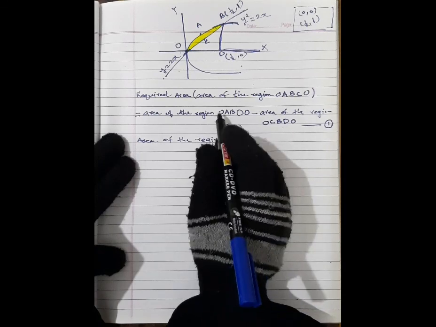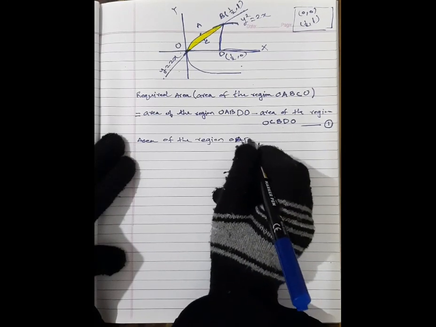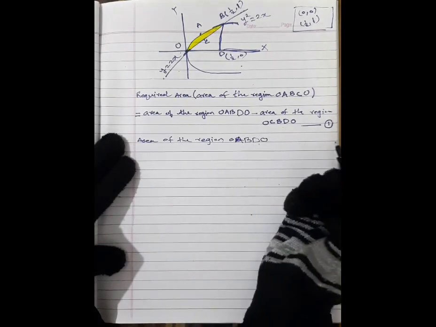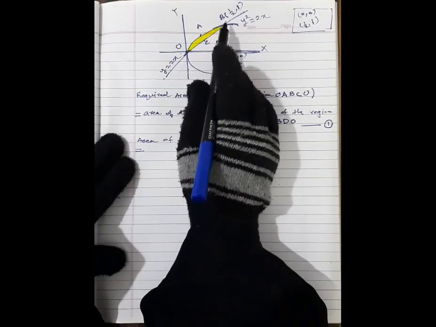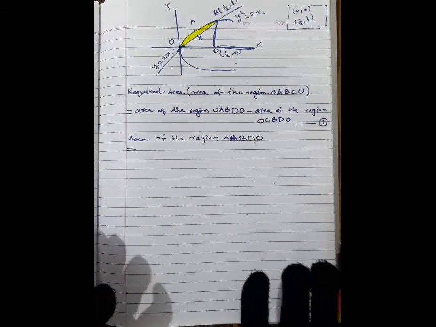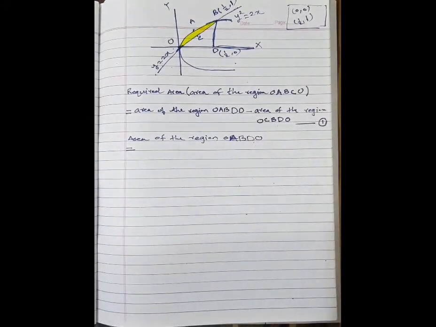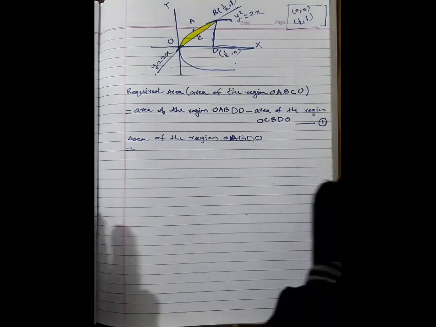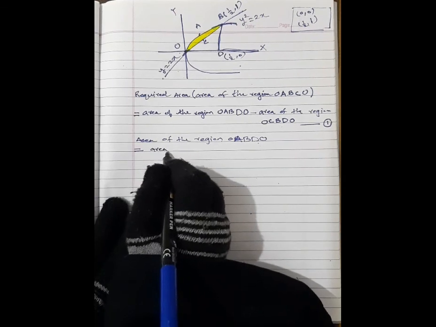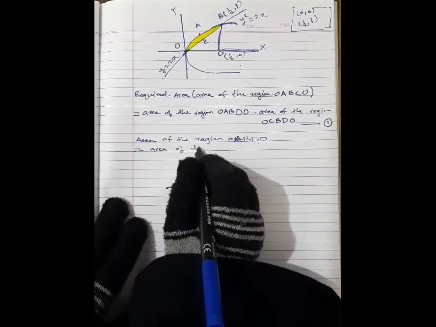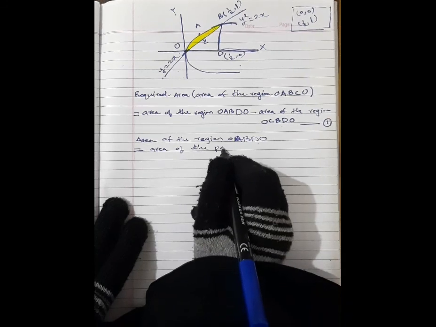OABDO, which is equal to, students, OABDO. This area is nothing but the area of the curve, the parabola. So here we'll write the area under the parabola. This is nothing but the area of the parabola.